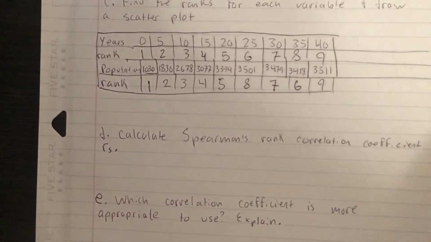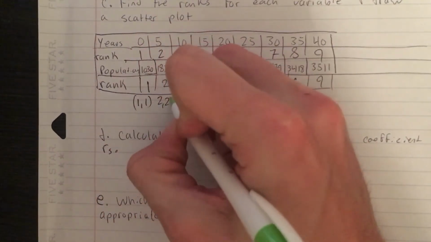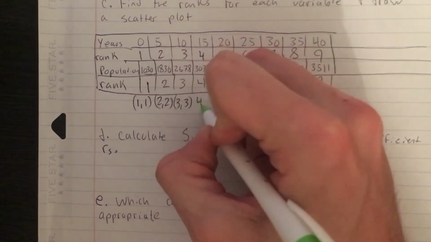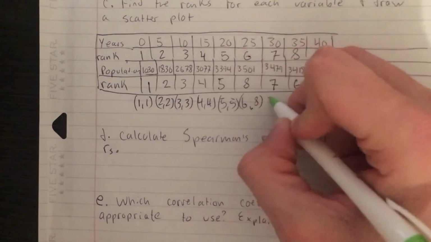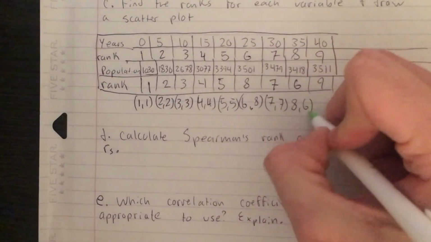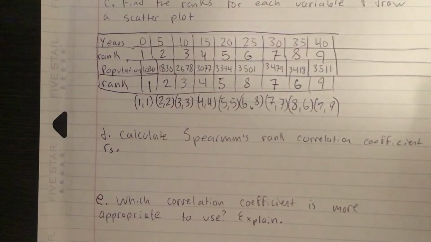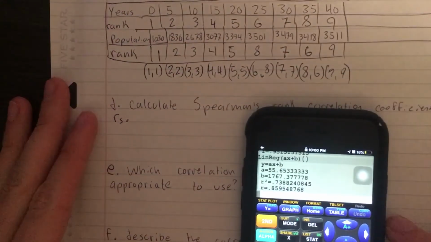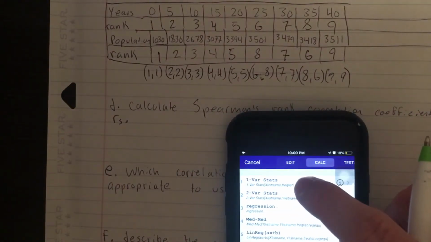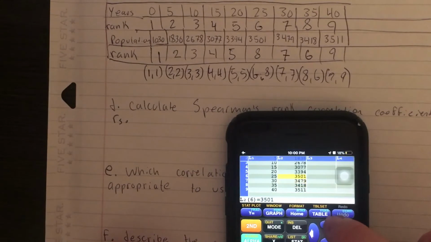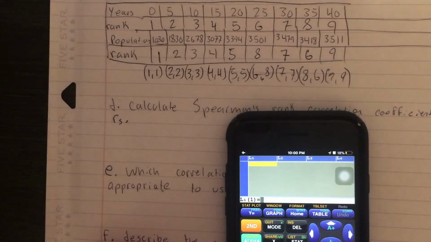So what we're going to do is we're going to look at these new ordered pairs. So we've got 1, 1, 2, 2, 3, 3, 4, 4, 5, 5, 6, 8, 7, 7, 8, 6, and 9, 9. We're going to look at these ordered pairs, and we're going to see, okay, does the correlation fit better for the ranks than it does for the linear? And if it does, then that suggests that this may not be a linear fit. There probably is a fit, but it's probably not linear.